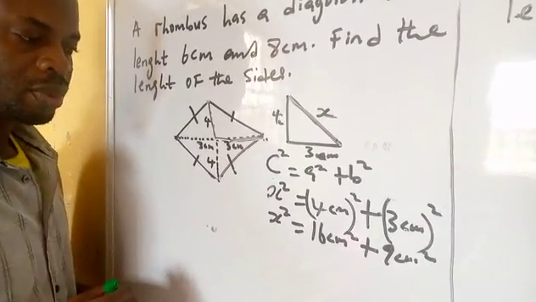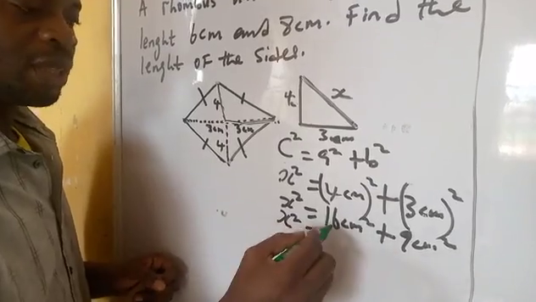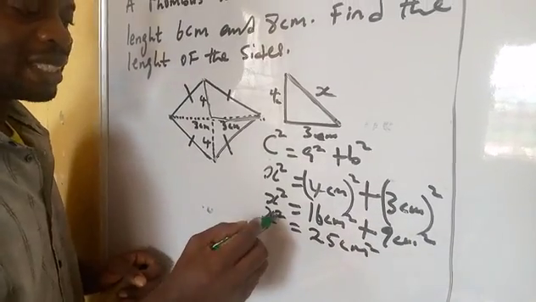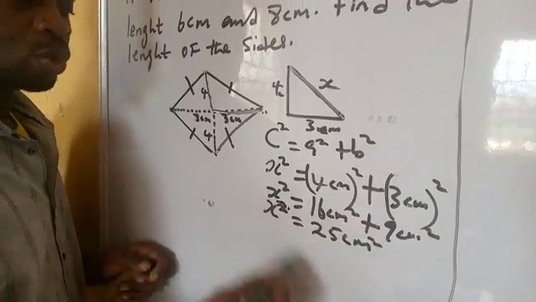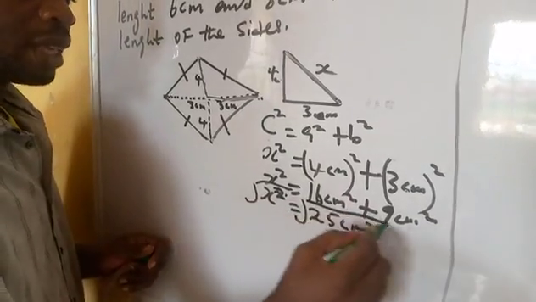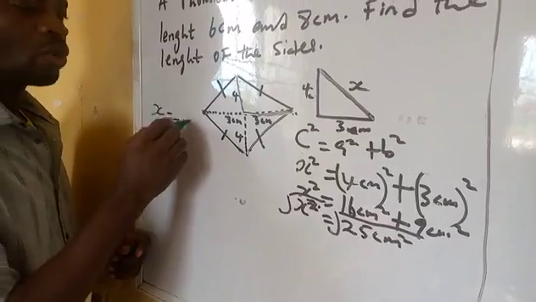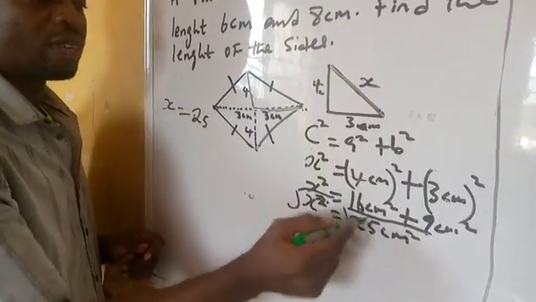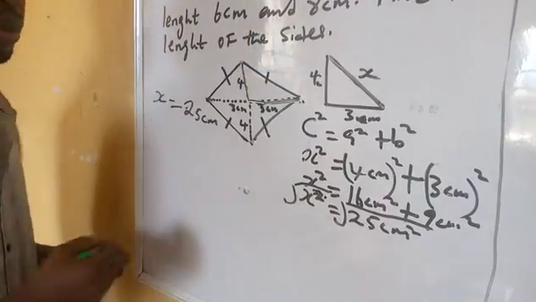So now the last one will give me 16 cm squared plus 9 cm squared, which gives me 25 cm squared. And in this case now, to cancel this square on this x, I will take the square root of both sides. So my final answer will just be x equals what? Square root of 25 cm squared will be what? 5 cm.